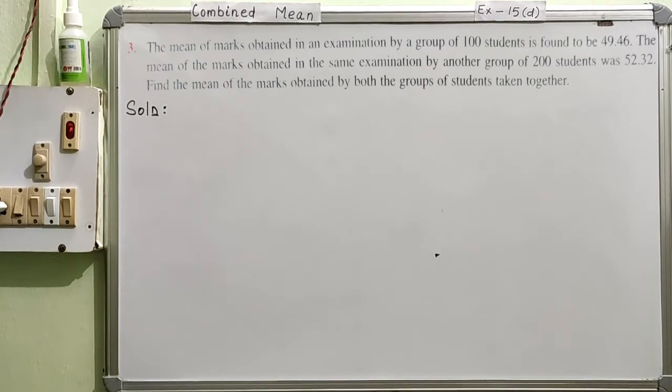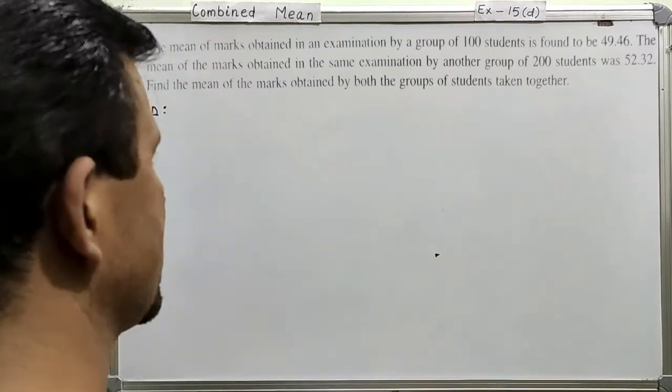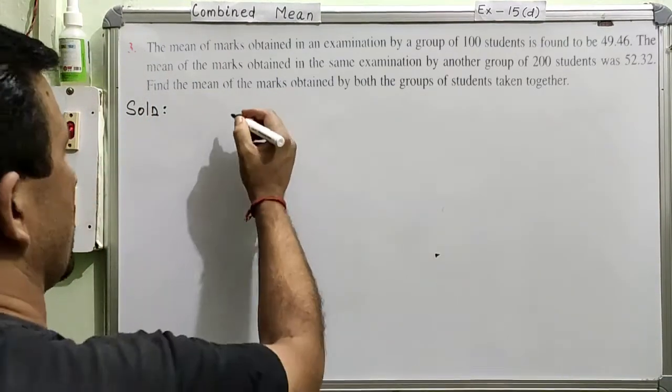So here we have two groups of students. In the first group, we have 100 students. In the other group, we have 200 students, right? And the average of the first 100 students is 49.46, and the average of the other 200 students is 52.32. Now the question is to find the mean of the marks obtained by both the groups of students taken together. That means we have to find out the combined mean. So this question is exactly the same as the previous question. So let us first of all write down all the information.